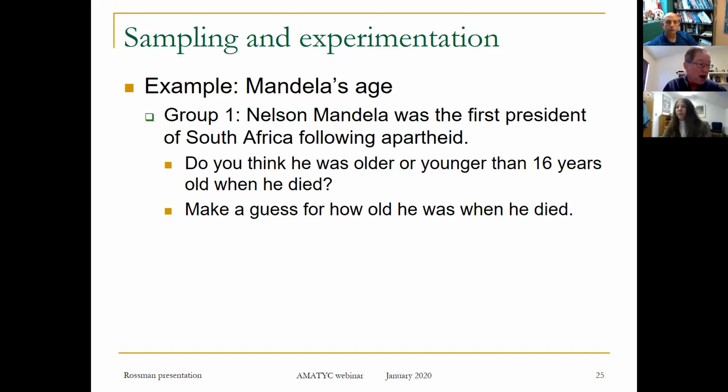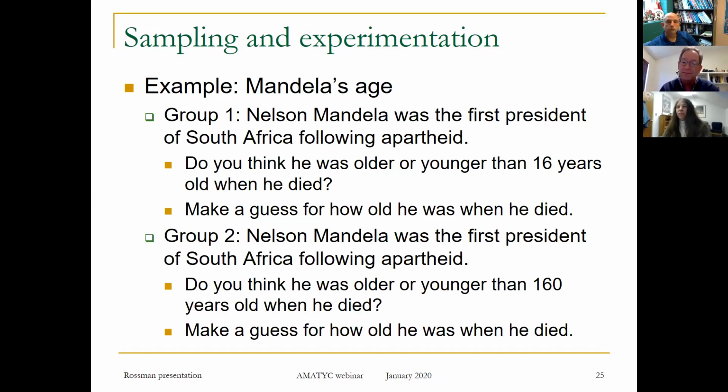Well, this is group one. I may or may not have mentioned a moment ago, I give two different versions of this question. Half the class gets version 1, the other half gets version 2. Look closely to find the difference in version 2. There's only one character difference in version 2. The difference is, I'm asking about 160 years old instead of 16. That's a ridiculous number to ask about. Of course, Mandela was less than 160 years old when he died. So the point here is the first question is not a relevant question at all.